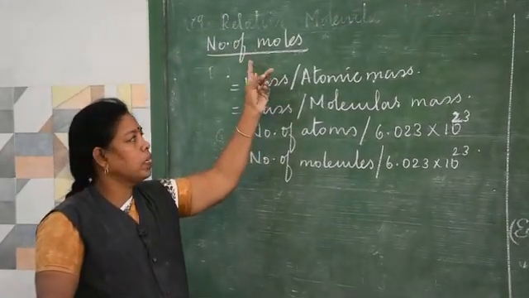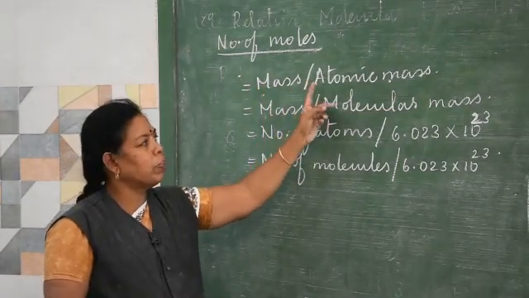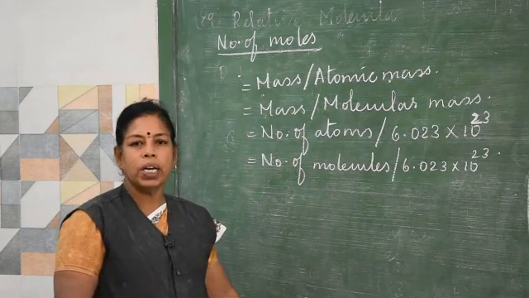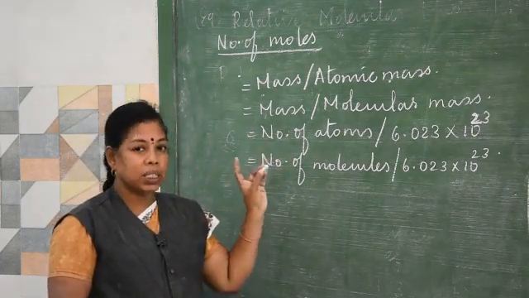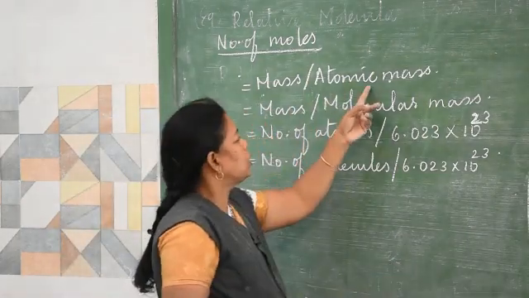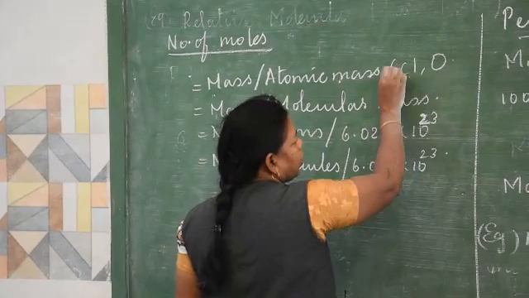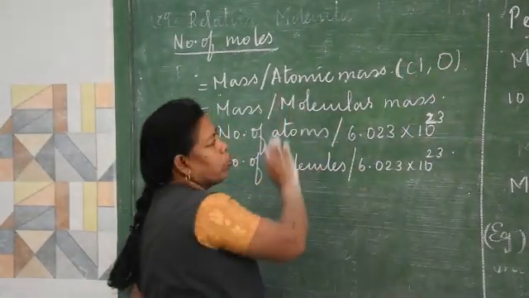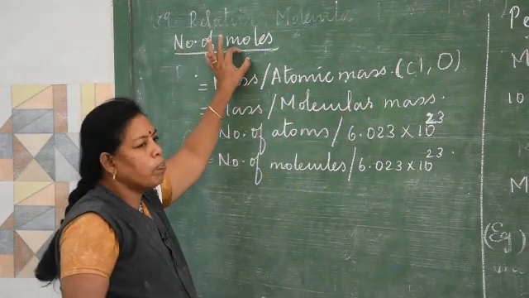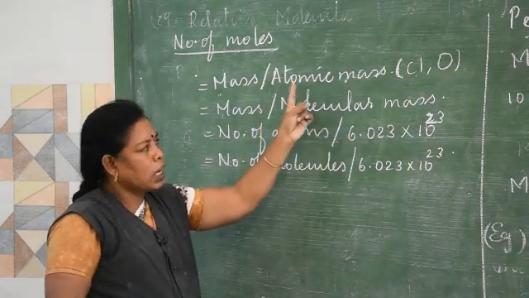For finding the number of moles, we have 4 formulae. One is mass divided by atomic mass. For example, if we want to find the number of moles in a particular element, like only chlorine or oxygen, we can use this formula: mass divided by atomic mass. So the number of moles for a particular element is calculated by mass divided by atomic mass.